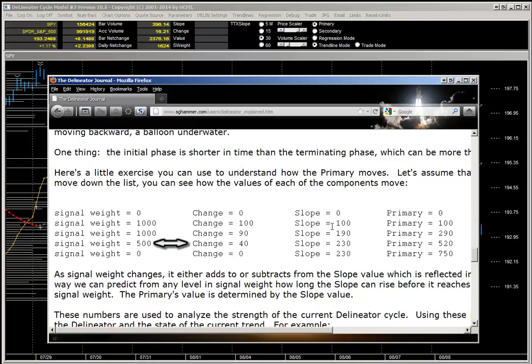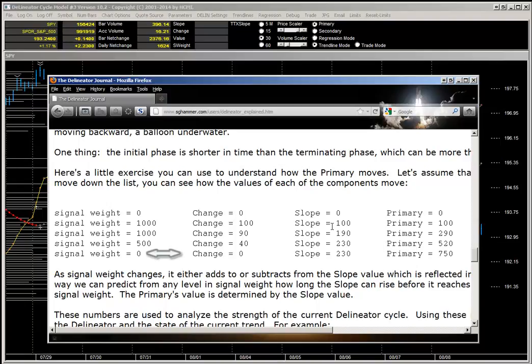So let's say at the third time period, signal weight drops to plus 500. The slope would move to plus 230. The change would move to plus 40, because the change is the old value of the slope to the new value of the slope. So if the old value was 190 and the new value is 230, obviously the value of the change would be plus 40. The value of the primary would be plus 520, because the primary value is calculated as the old value of the primary plus the new value of the slope. So plus 290 plus 230 equals 520.